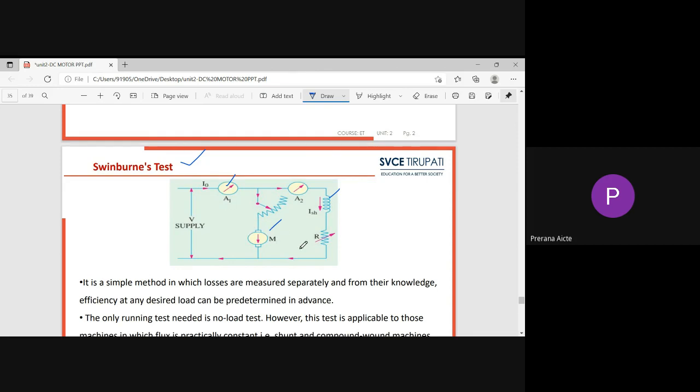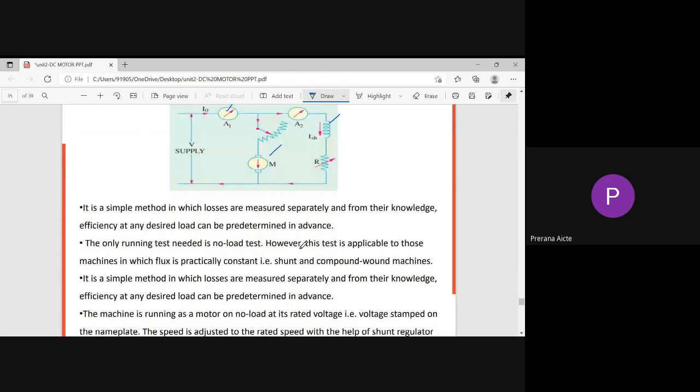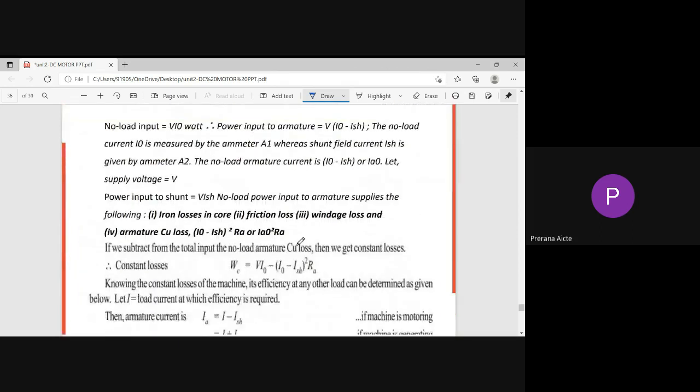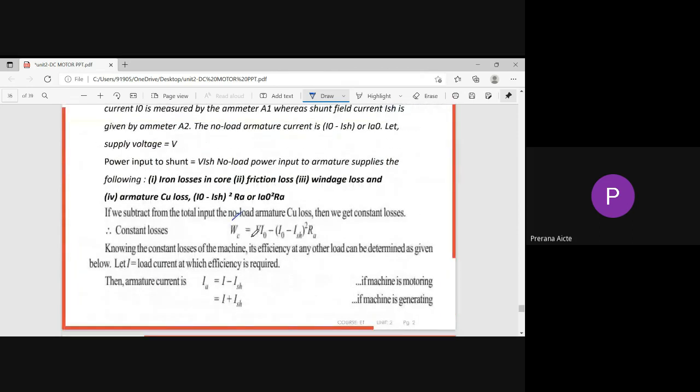From this we are going to calculate the no load losses, that is nothing but V into I naught. I naught is the no load current, V is the supply voltage. So here the armature copper loss is IA square into RA. IA is nothing but I naught minus ISH, the line current I naught minus the shunt field current. Then we can obtain the constant losses.